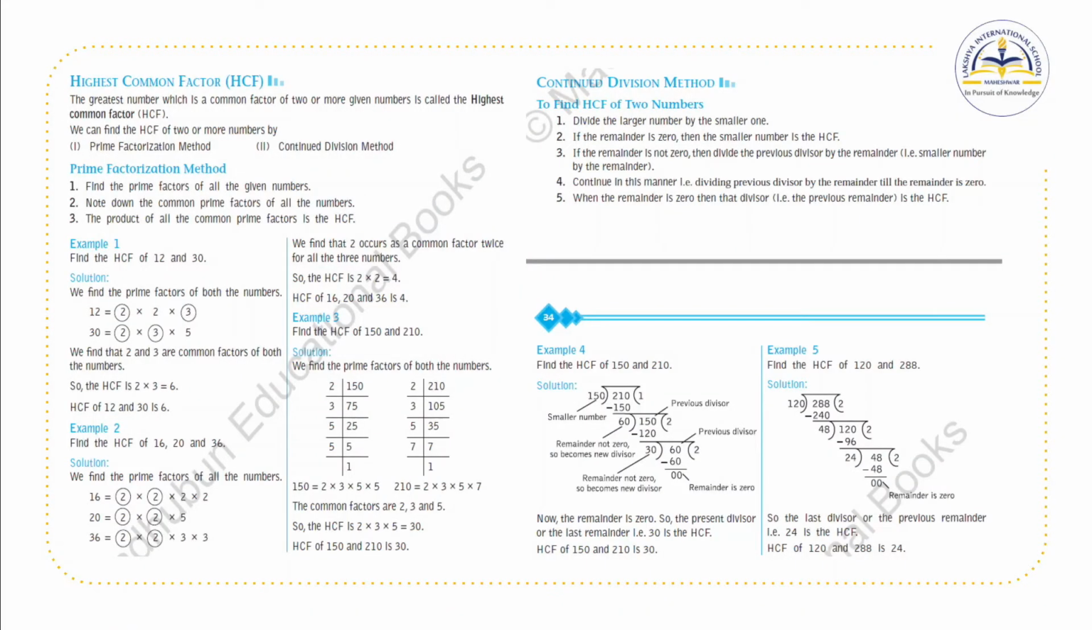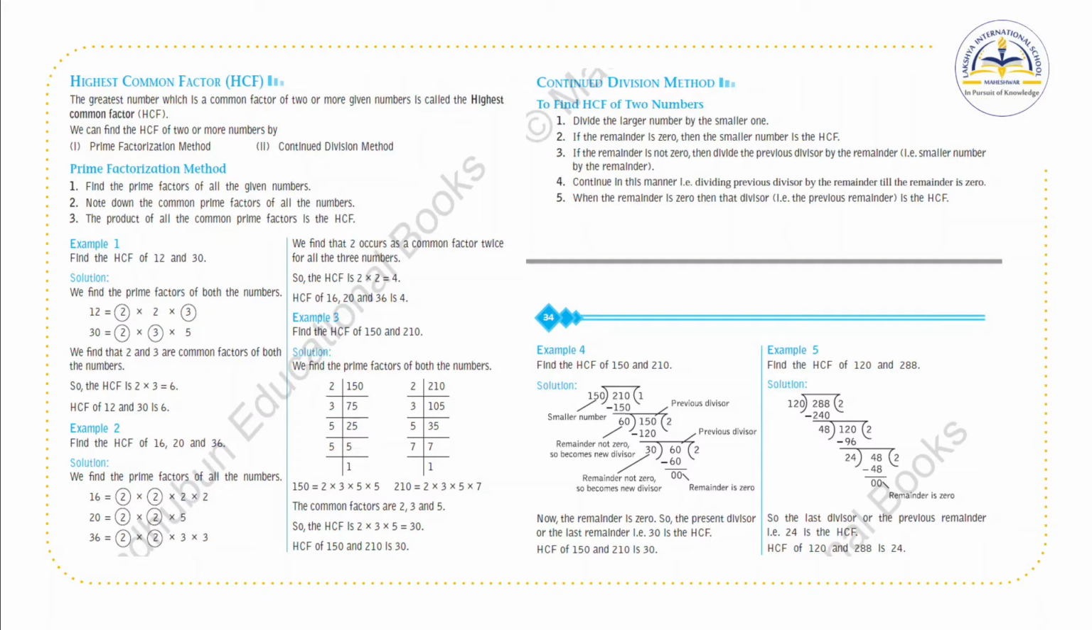Now highest common factor, HCF. The greatest number which is a common factor of two or more given numbers is called the highest common factor. It means from both the numbers, which is the highest common factor, means greatest common factor. दो नंबर में से कौन सा फैक्टर कॉमन है वो हमारा HCF होगा.